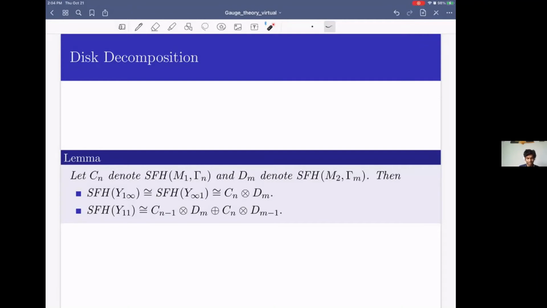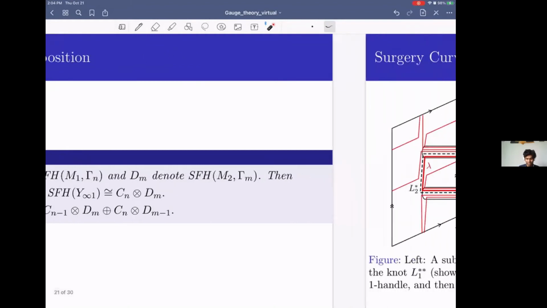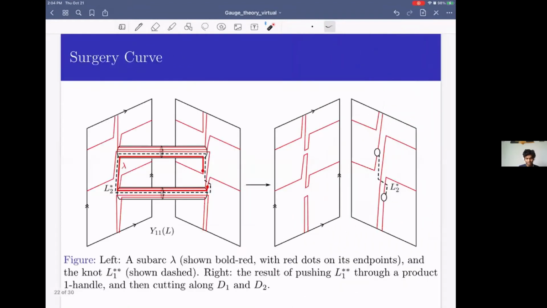These maps are the bypass maps. We have to check the signs, but what we do next is to understand the maps between them. In this case, I'm looking at the map between y1, 1 to y infinity 1. And so the picture is wrong. This curve should be L1 star star. I thought I would change it, but then I forgot. So this is L1 star star. There is a typo here.